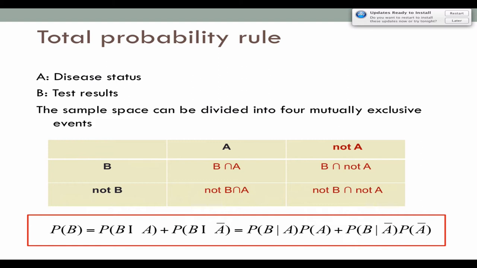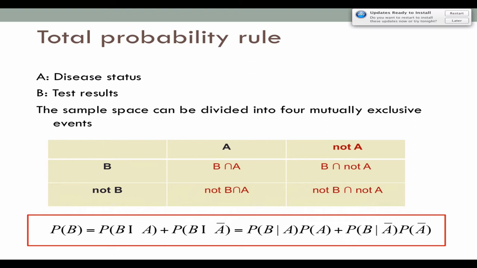Now, what's the probability of B? The event B consists of two parts. That means event B equals B intercept A plus B intercept A bar. Is that okay? So looking at this table, the probability of B just equals the probability of those two events: B intercept A and B intercept A bar.